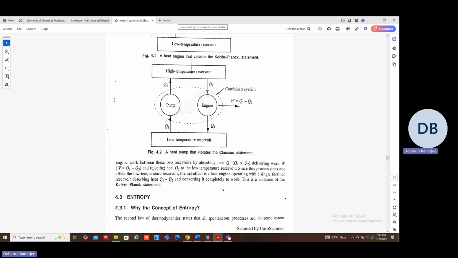Another one is the heat pump that violates the Clausius statement. A pump works, taking heat from the low temperature reservoir and giving it to the high temperature reservoir, and then the engine works, taking heat from the high temperature reservoir and giving it to the low temperature reservoir.